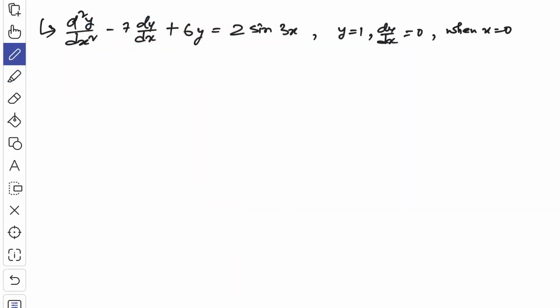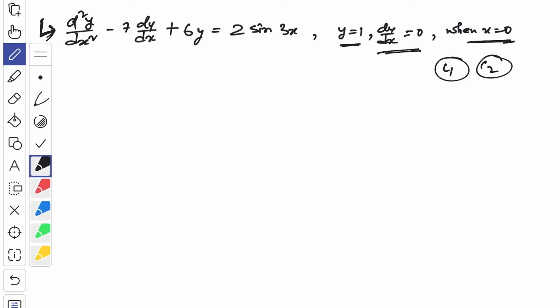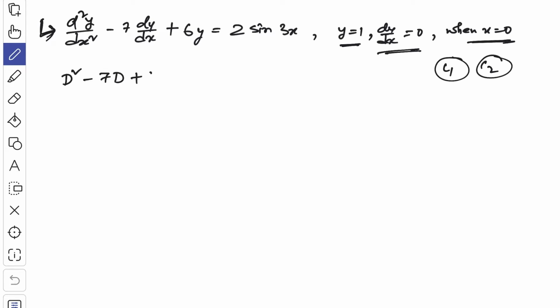Now let us solve this differential equation. Here we have y is equal to 1 and dy by dx is equal to 0 when x is 0. These values are given, so using those values we will be able to find the constants c1 and c2 that we get in the solution. We can rewrite this differential equation as D square minus 7D plus 6 whole into y is equal to 2 sine 3x.